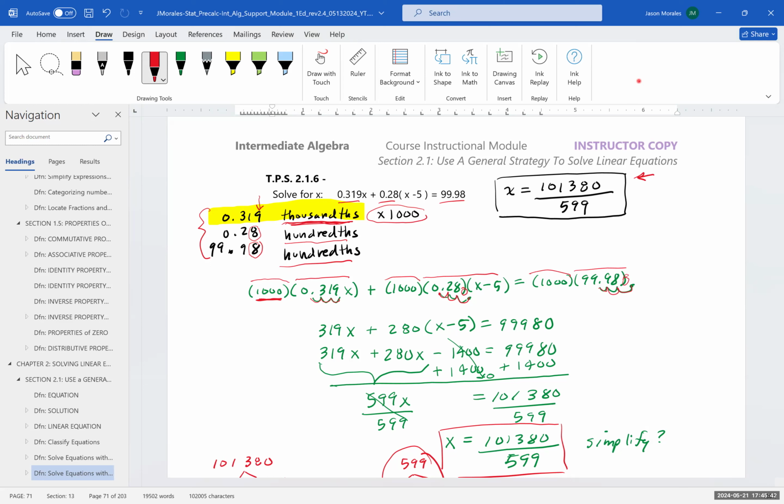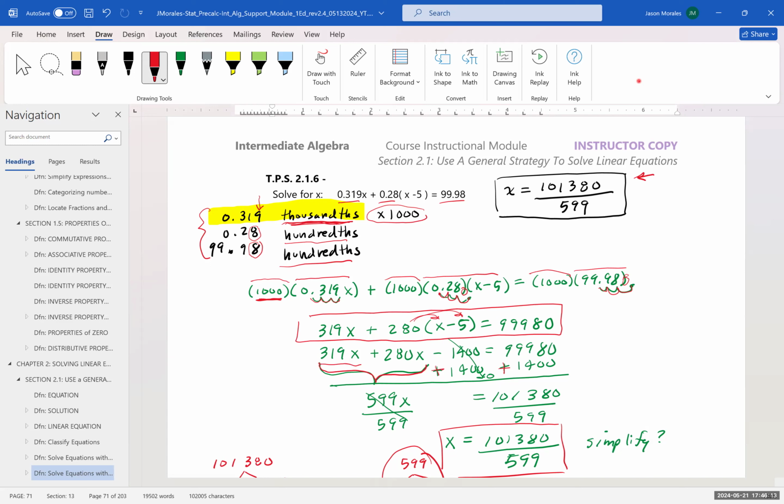So what I did in the next step was just write down the results of multiplying everything by 1,000. And I've got this step right here. Next, in order to continue working with this, I need to use the distributive property. And that's where I got this 280x minus 1,400. And then add 1,400 to both sides.